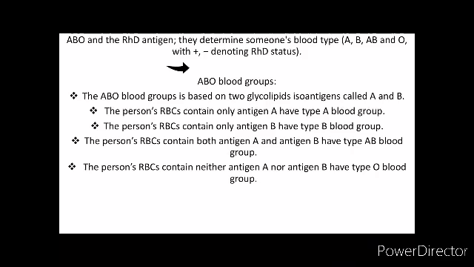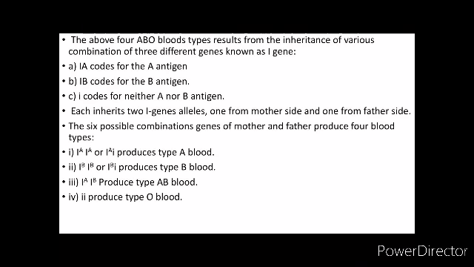If the person's RBCs contain both antigen A and antigen B, they have type AB blood group. And if the person's RBCs contain neither antigen A nor antigen B, they have blood group O. This results from inheritance of various combinations of three different genes.